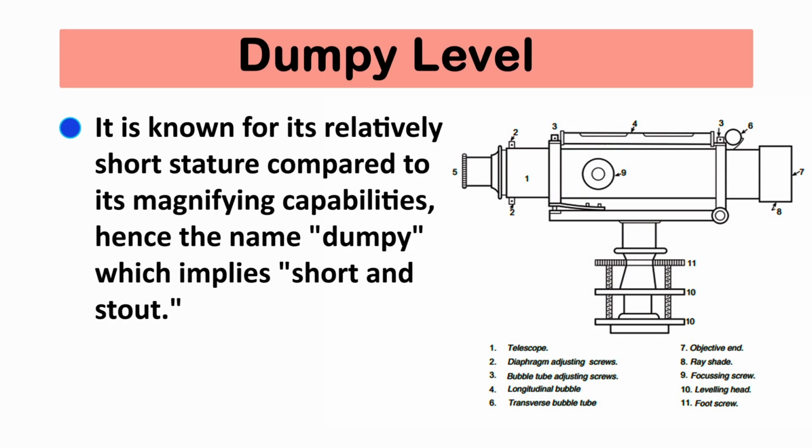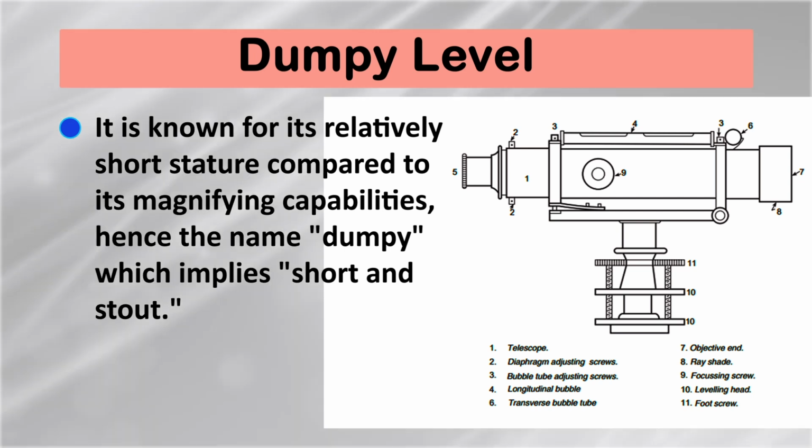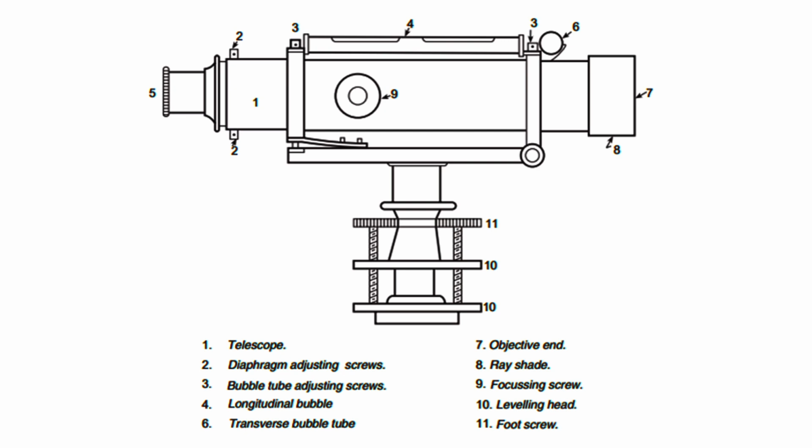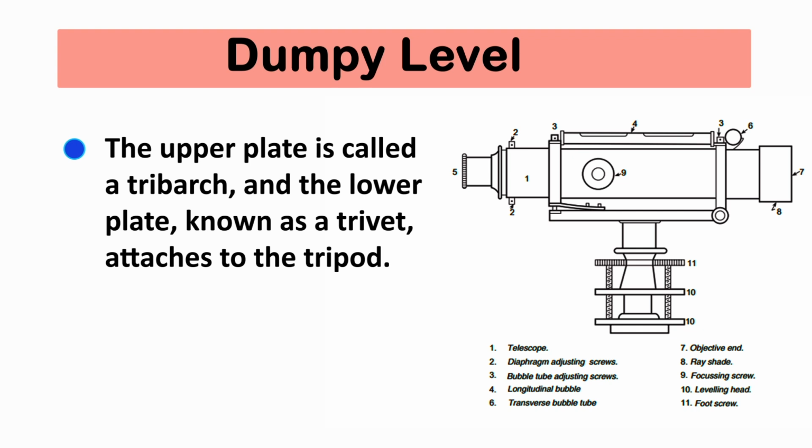This level features a telescope permanently fixed to its base, incapable of rotation along its longitudinal axis or detachment from its base. It is known for its relatively short stature compared to its magnifying capabilities, hence the name dumpy, which implies short and stout. It includes a long bubble tube atop the telescope and a leveling head with 2 parallel plates and 3 or 4 screws. The upper plate is called the tri-back and the lower plate is known as the trivet, which is attached to the tripod.